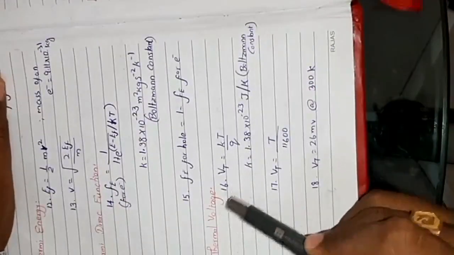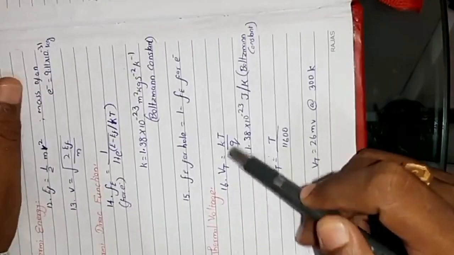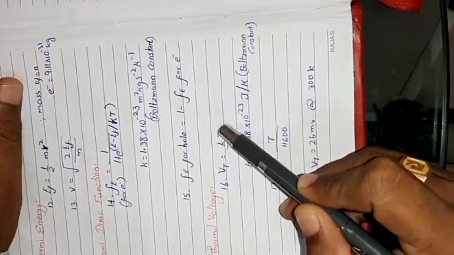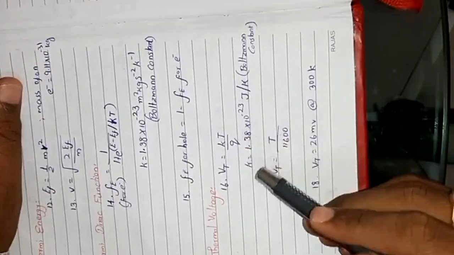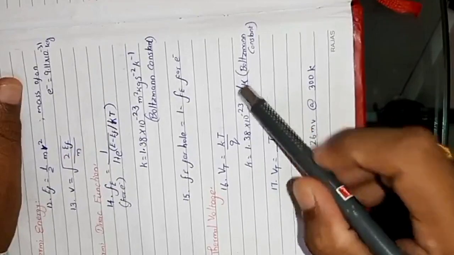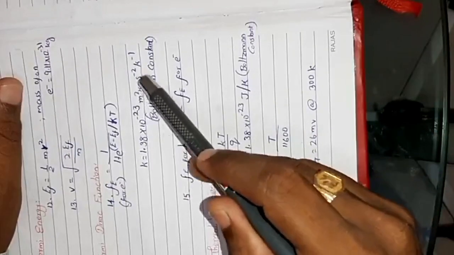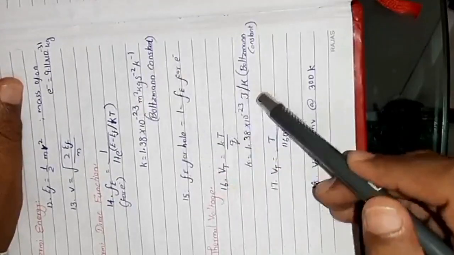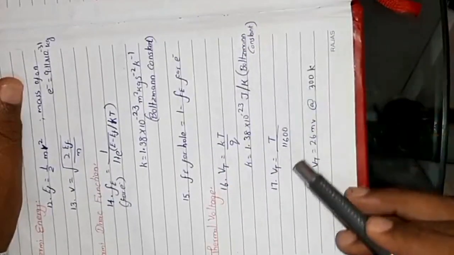Next, thermal voltage, number 16, Vt is equal to KT by Q, where Vt is the thermal voltage, K is the Boltzmann constant, T is the temperature, Q is the charge of an electron. K is equal to 1.38 into 10 power minus 23 joule per Kelvin. Here meter square kilogram per second square is rewritten as joule, it is represented as joule per Kelvin. So it is again Boltzmann constant.